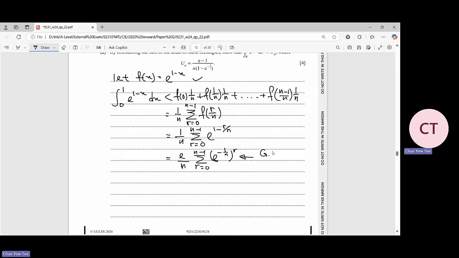Now, this is a GP where the first term is 1, and the common ratio will be e power negative 1 over n. So this is the GP. If you use the GP formula, it will be a times the bracket 1 minus r power n, divided by 1 minus r. Need to put the brackets carefully.